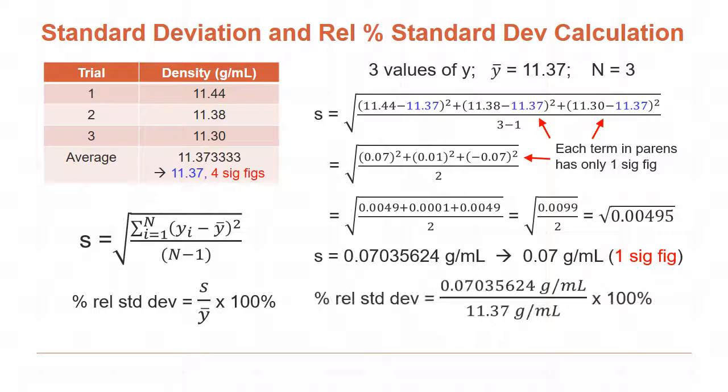I'll take my standard deviation, and again, I'm not going to use the rounded part. I'm going to go ahead and keep all the digits until I get to the end. So I'll have the 0.0703564, and I'll divide that by my average, the 11.37. That average is the same as in my data, multiplied by 100%. When I do that, I get 0.618788%, and again, I need to round that to one significant figure, so my relative standard deviation is 0.6%.